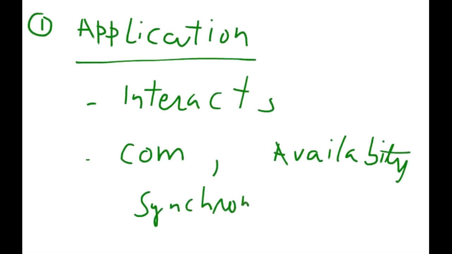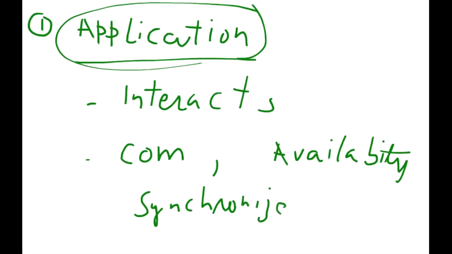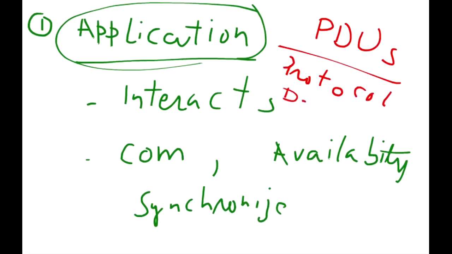But just to make it simple, let's remember that the application layer is the layer which directly interacts with the user and the applications. And the application layer divides the message into PDUs, and PDUs stands for protocol data units, and it hands over those PDUs to the layer under it, and that layer is called the presentation layer in the OSI model.